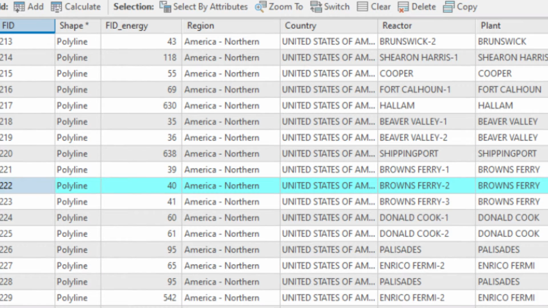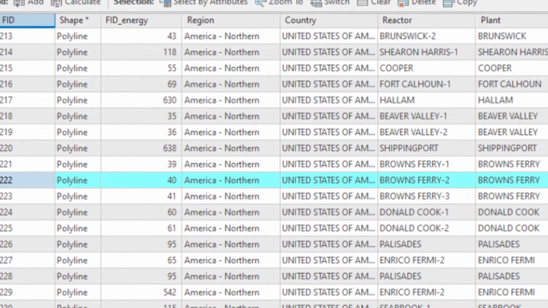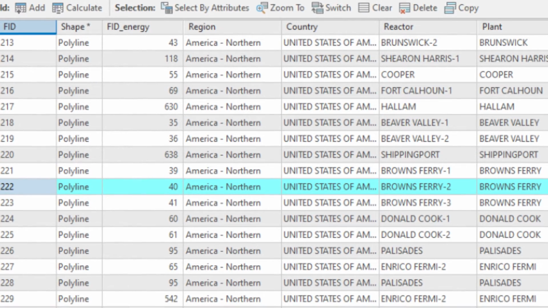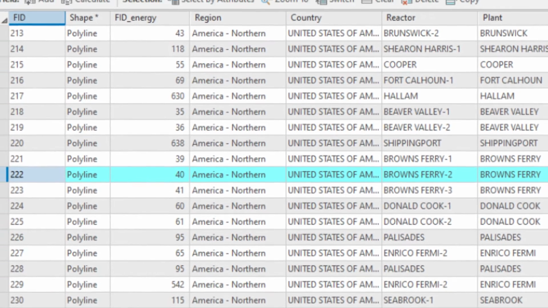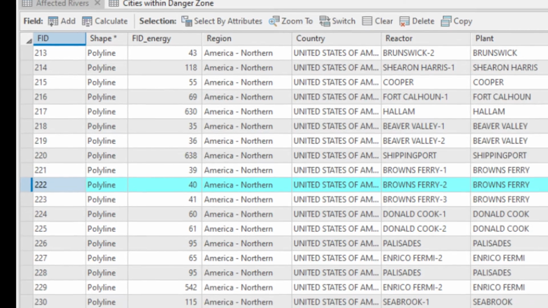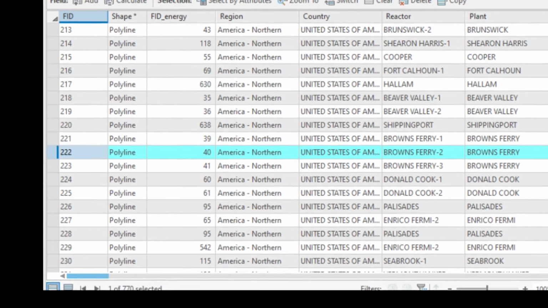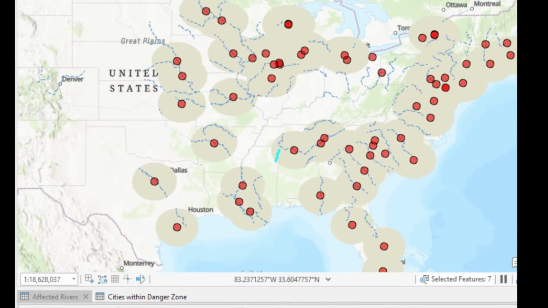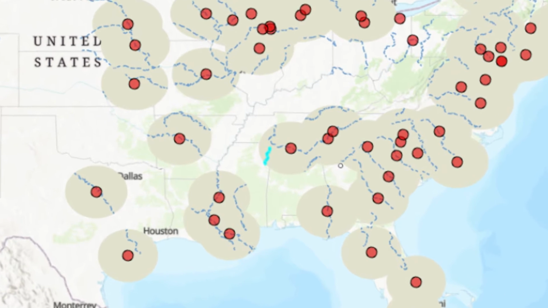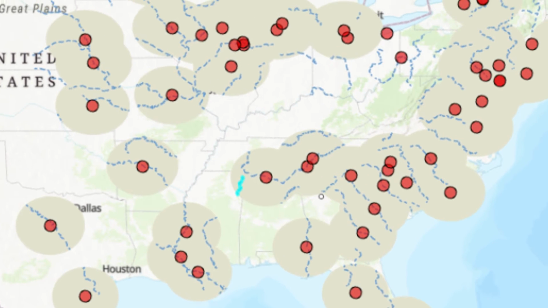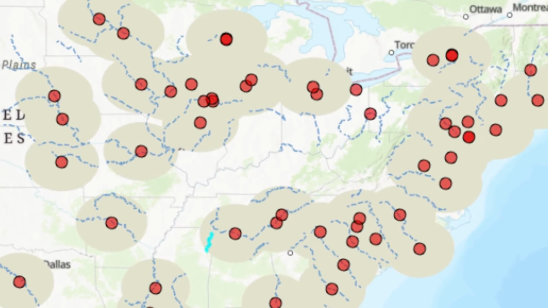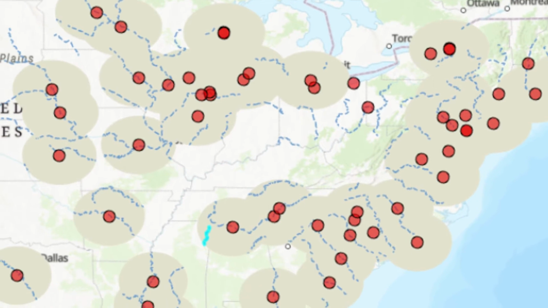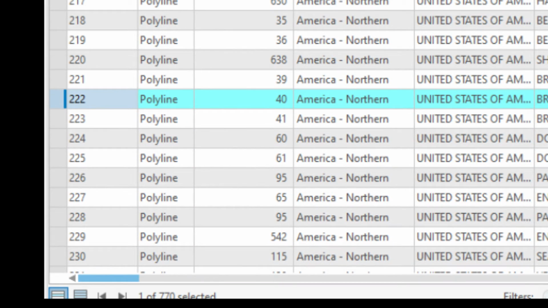After I found what cities would be affected, I mentioned earlier that I also wanted to find what rivers would be affected by this. So I found a shapefile of the major rivers in the US and used the same process as I did for the cities. Here's what it looked like. So the rivers on the map are marked with blue to show just how far it goes out. Looking at the attribute table, 770 rivers could be affected by a nuclear meltdown.